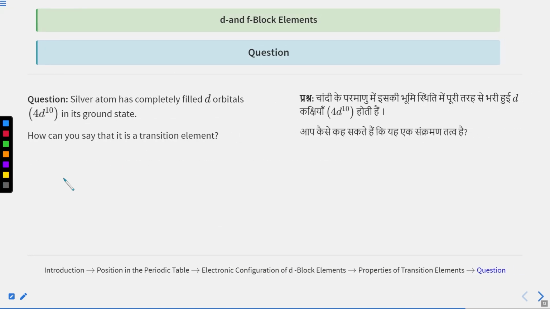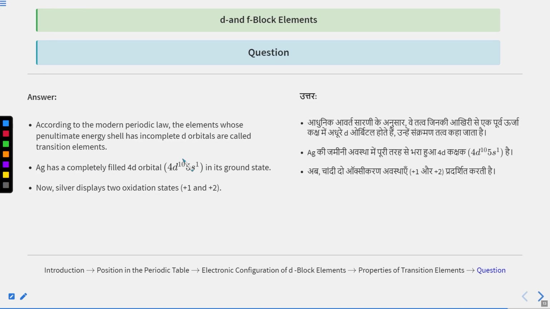So this is one question. The silver atom has completely filled d orbitals, that is 4d10, in its ground state. How can you say that it is a transition element? Again, the reason will be the same. According to the modern periodic law, an element with an incomplete d orbital in the penultimate energy shell is called a transition element. Ag has a complete 4d.